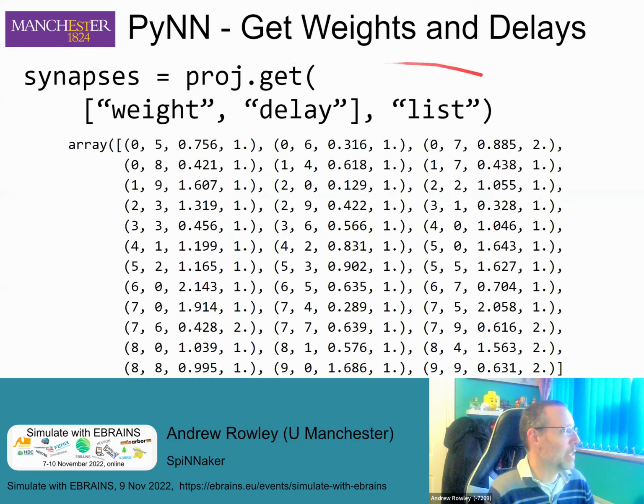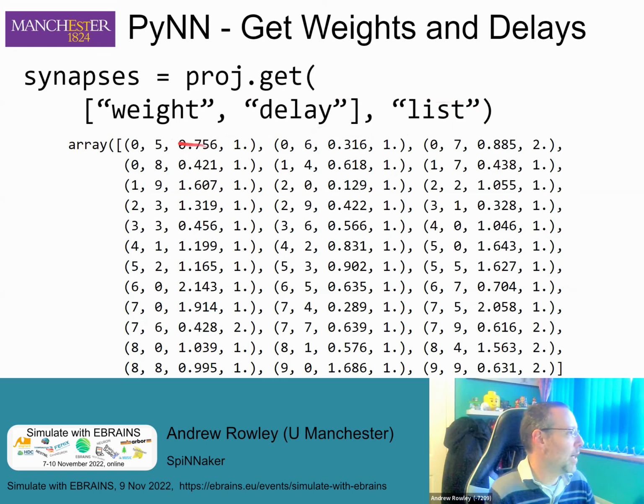We can also get the weights and delays out of our projection. So if we've run a neural network with STDP, for example, we can see what might have happened to the weights. So this is one example where you can see all the weights are different. We can also do this to see what weights were set when we've used a random weight, for example. We can actually see what values we used.